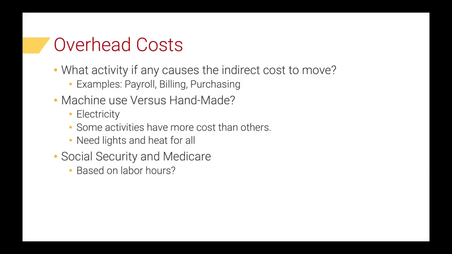So what is overhead cost? Think about what activity, if any, causes the indirect cost to move. This would be payroll, billing, and purchasing. Or what about machine usage versus handmade? For that, you would have to consider electricity usage. How about Social Security and Medicare? That's based on labor hours.